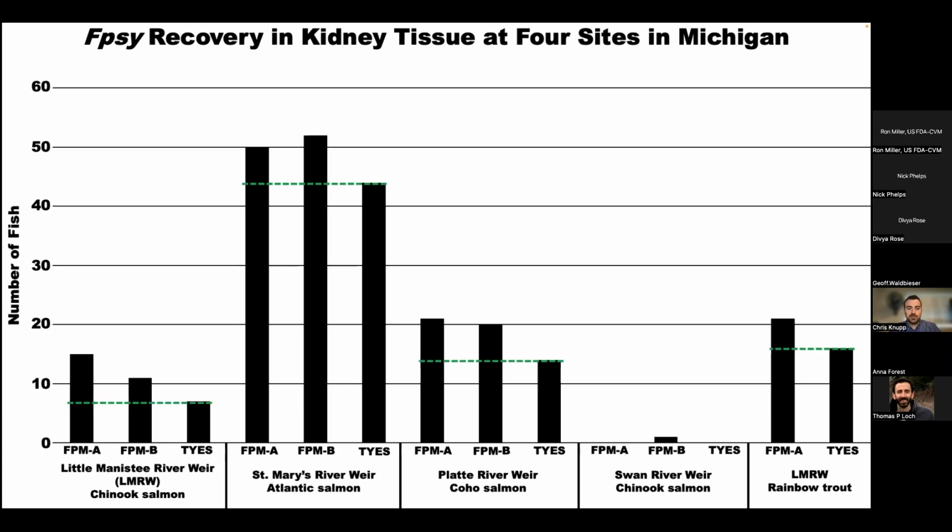And what you can appreciate here with these green lines is that on 4 out of 5 sampling occasions, both new media types were more sensitive than ties, resulting in an increase in detected prevalence by 6 to 13%. When we look at Swan River weir, where cycrophyllum prevalence was quite low, only FPMB detected cycrophyllum and from one fish. But taken together, on every sampling occasion, at least one of these new media types outperformed ties.